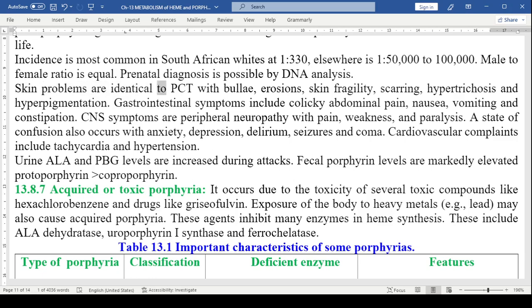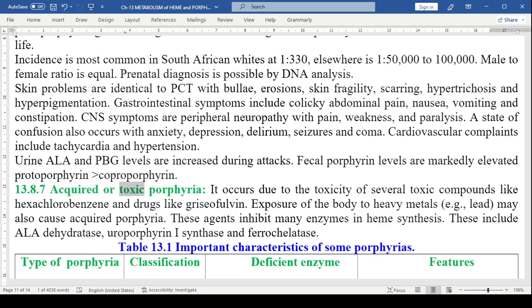Skin problems are identical to PCT with bullae, erosions, skin fragility, scarring, hypertrichosis and hyperpigmentation. Gastrointestinal symptoms include colicky abdominal pain, nausea, vomiting and constipation. CNS symptoms are peripheral neuropathy with pain, weakness, and paralysis. A state of confusion also occurs with anxiety, depression, delirium, seizures, and coma. Cardiovascular complaints include tachycardia and hypertension. Urine ALA and PBG levels are increased during attacks. Fecal porphyrin levels are markedly elevated: protoporphyrin, coproporphyrin.